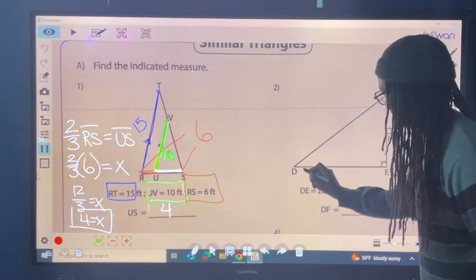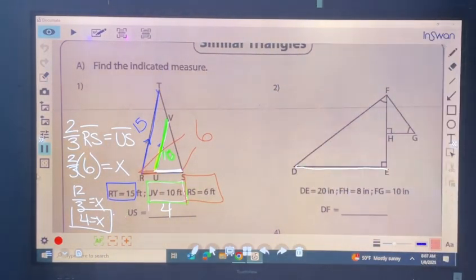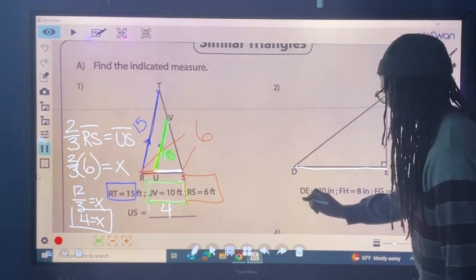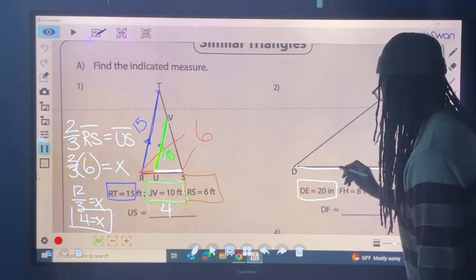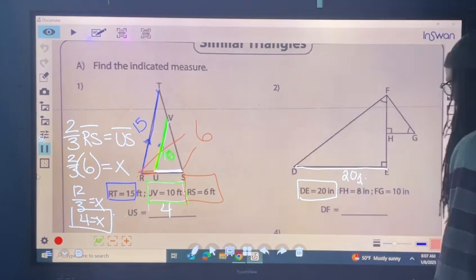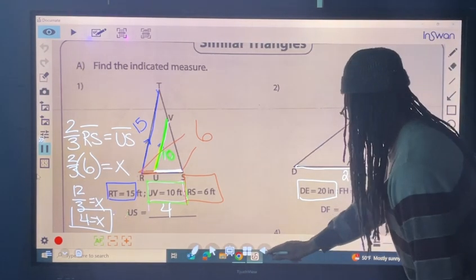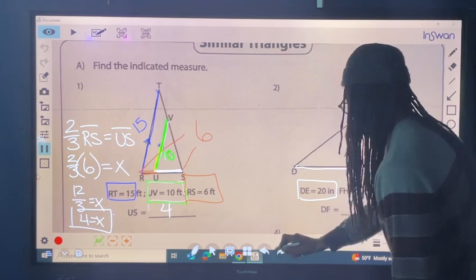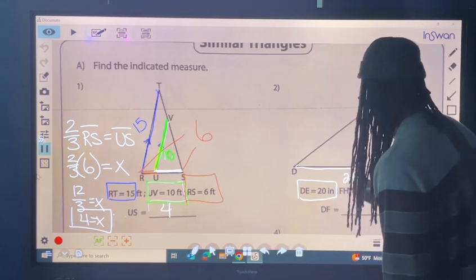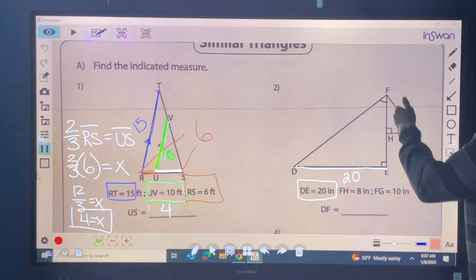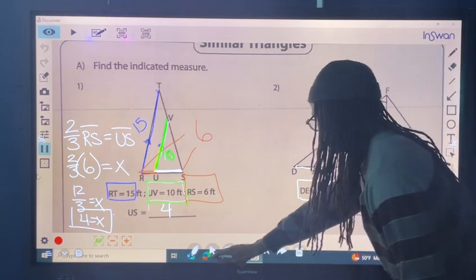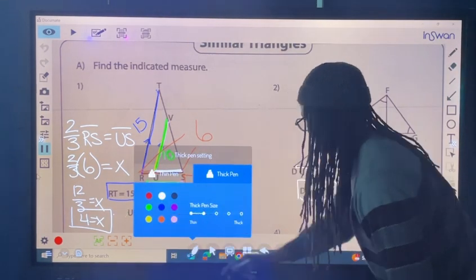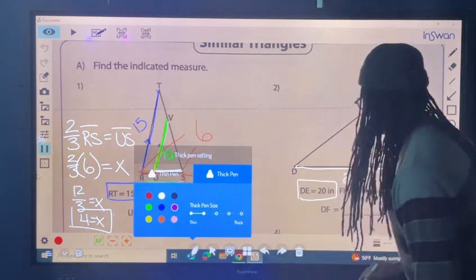D is 20. Ooh, I think we gonna need some pipe tag for this one, y'all. This looks like pipe tag. What was it? A equals B. Wait, are you sure it's not 25? Hold on, DE is 20. No, it might not be 25. Right. It is 25. F8, yes. Wait, mom, watch, it's gonna be 25. F8, 8.